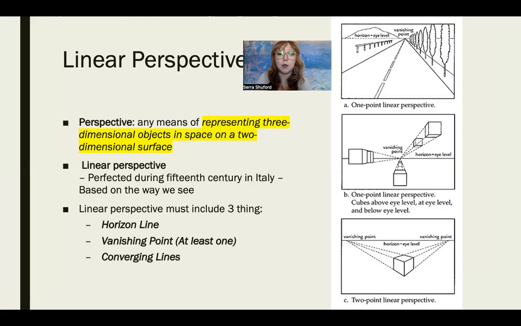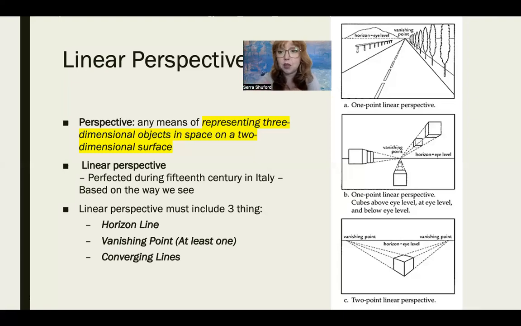Linear perspective was perfected during the 15th century in Italy, and it's based on the way that we naturally see things. So although linear perspective was sort of founded in the Renaissance, like Italy times, it wasn't invented then. It was always something that existed. It just needed to be named and understood how to achieve and accomplish. With linear perspective, you always have to have three things. If you don't have these three things, then the perspective is not going to work.